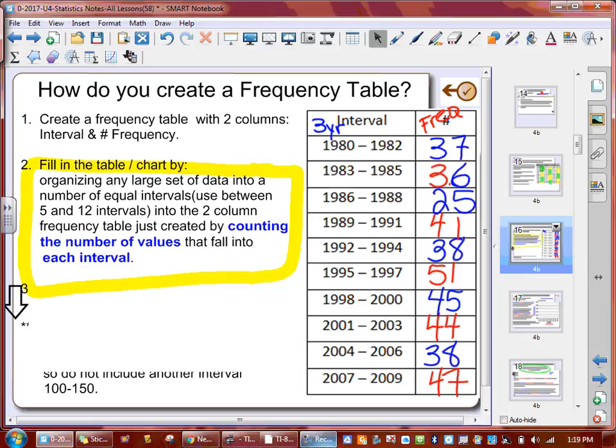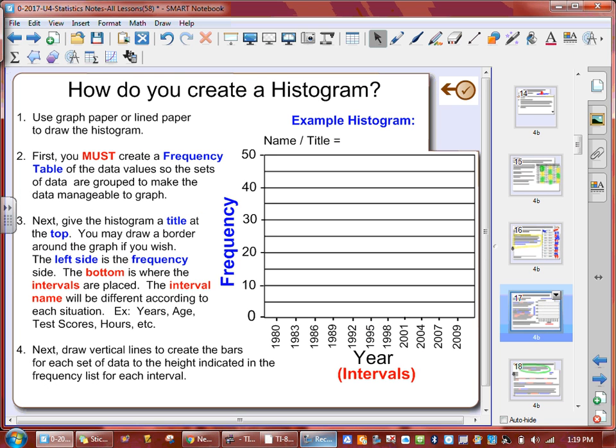Now we're going to use this information to create our vertical bar graph. I've created the bar graph for you already, so this is what you're going to do. All of the steps are on the left-hand side. The first step says, draw the histogram on lined paper. Well, I already gave you the histogram right here.